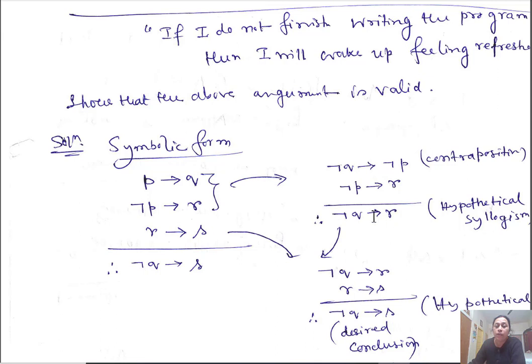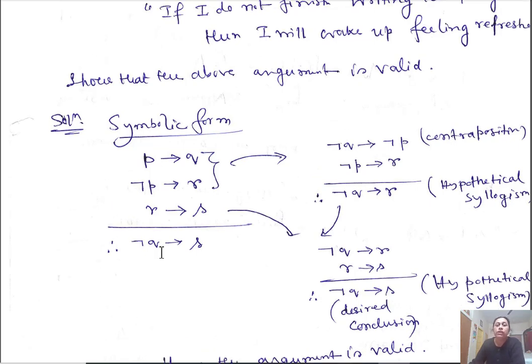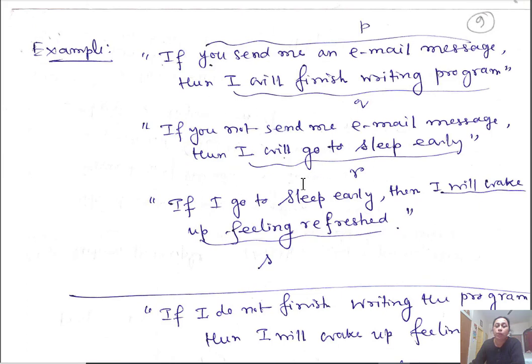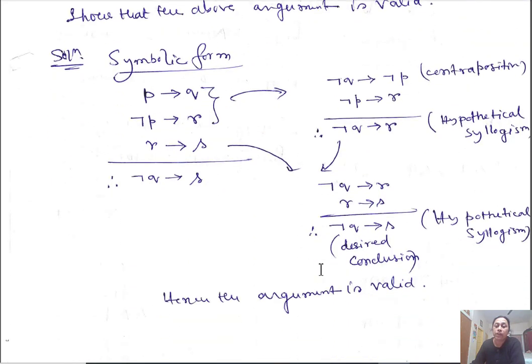Now these two are reduced to this, therefore negation of Q implies R, and the remaining R implies S. So therefore you write the conclusion. You can check this again by hypothetical syllogism. This is the desired conclusion. So the argument is valid. Okay, so you reduce the problem given in words into symbolic form and apply the different rules of inference, and you can check whether the argument is valid. Argument means several propositions together with a conclusion.